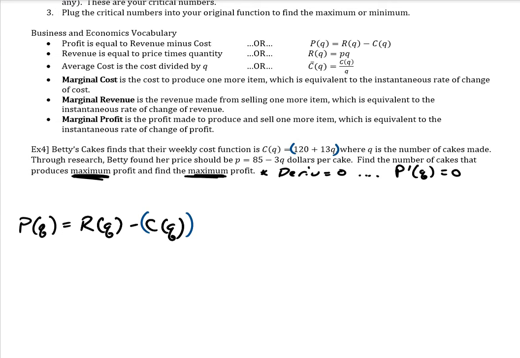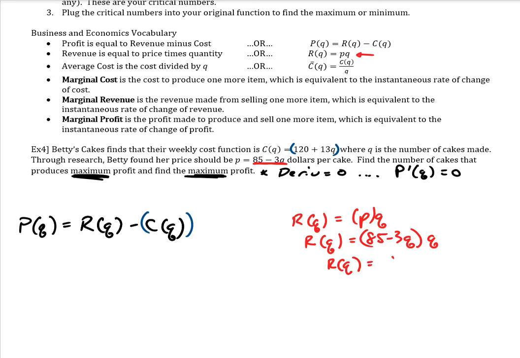They didn't tell us the revenue, but we have a way to get it. We're going to use this equation where the revenue is equal to our price times the quantity. Our price is in terms of the quantity, so we will put that in for our price right here. That way we'll get R of Q equals 85 minus 3Q times Q. And then here we could distribute, so we have R of Q equals 85Q minus 3Q squared. And that's what we can put here.